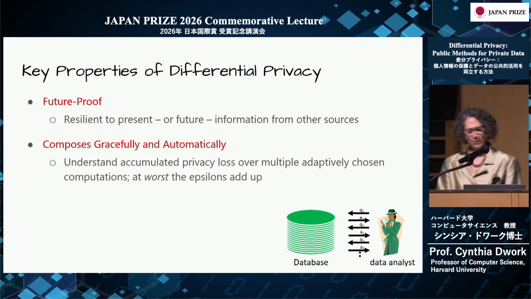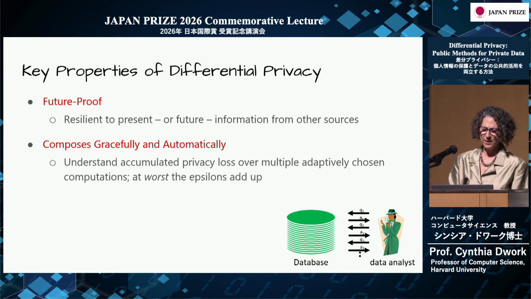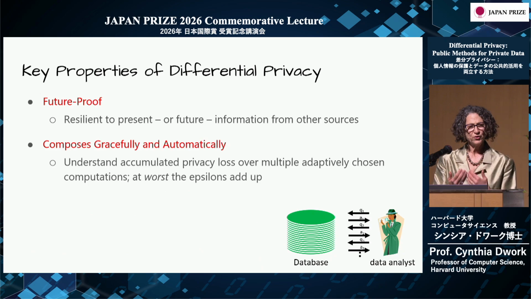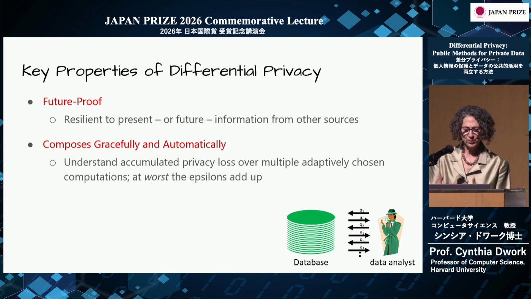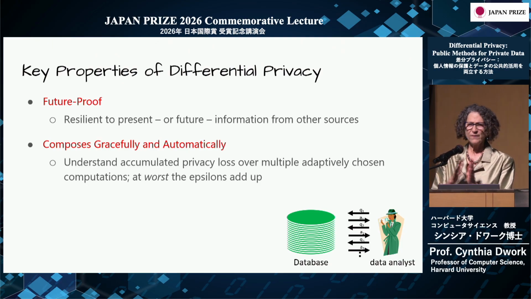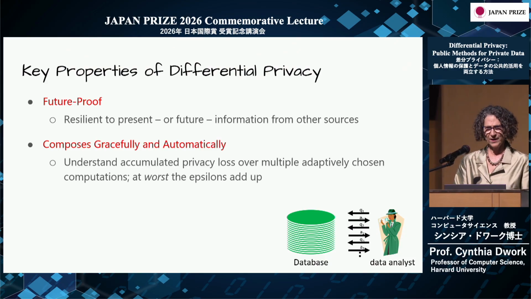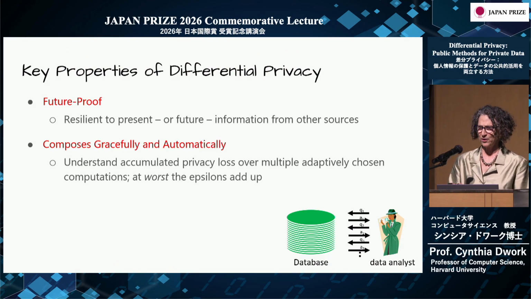It also composes gracefully and automatically, and by that what we mean is that we can understand the accumulated privacy loss over multiple adaptively chosen computations. We know, for example, that at worst the privacy losses, the epsilons, add up. But we know a lot more than that, and how often one can do much better than just adding up the epsilons.